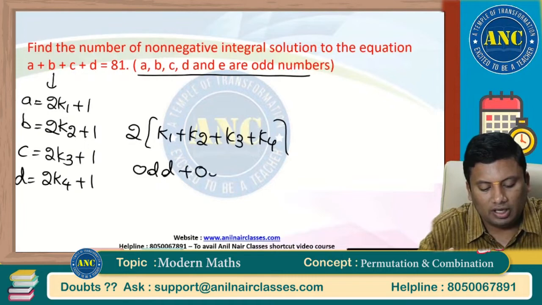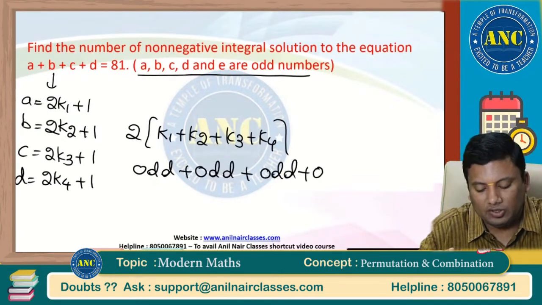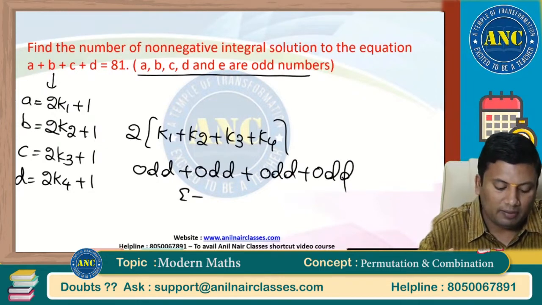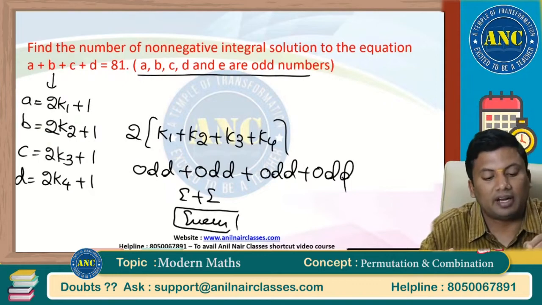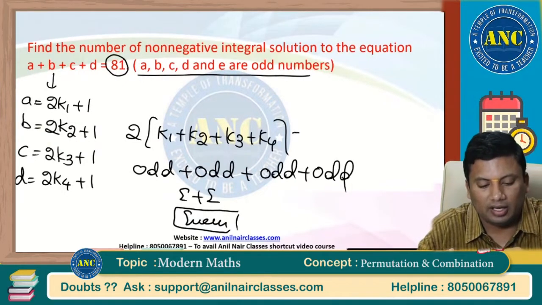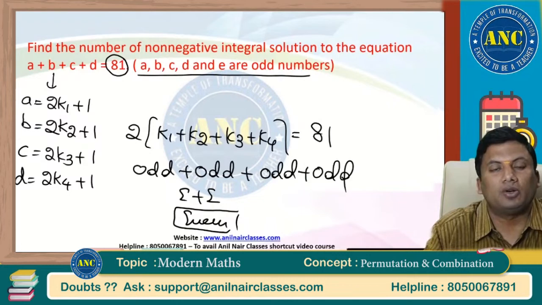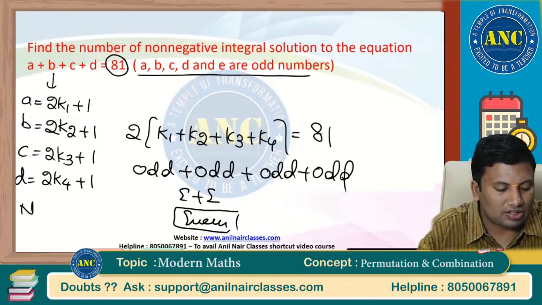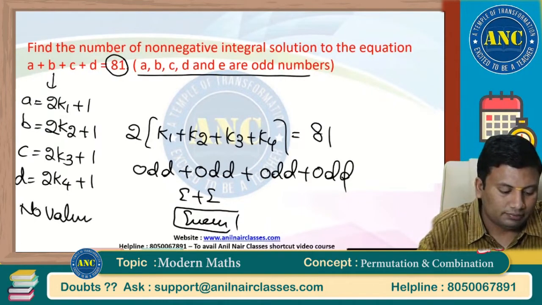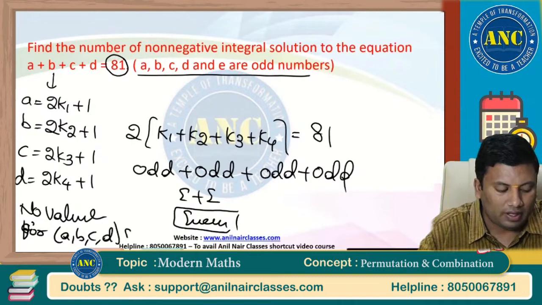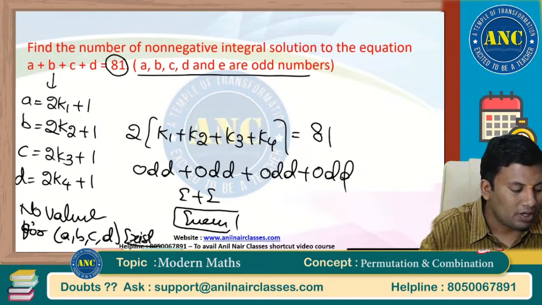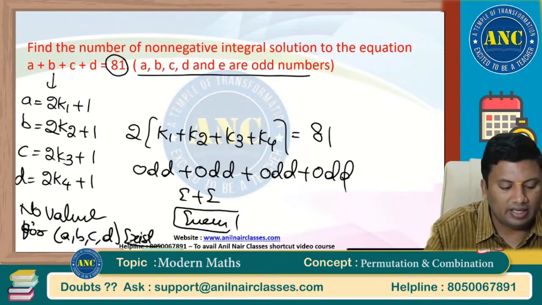Odd plus odd is an even number. This model we also discussed: even plus even is even, so the answer is an even number. 81 is an odd number, that is the reason 81 by 2 I am getting a decimal. So the answer is no value for A, B, C, D exists.